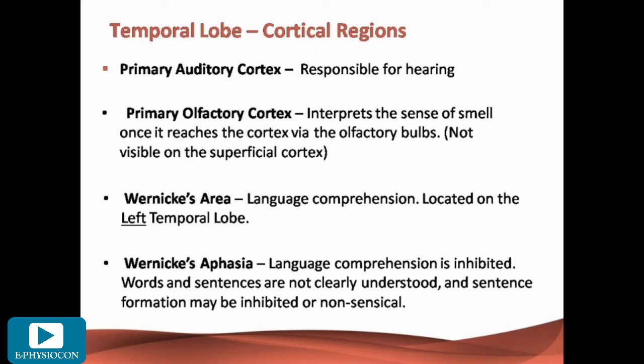Now, next is Wernicke's area. Wernicke's area is the sensory speech area. It is responsible for language comprehension, located on the left temporal lobe. If there is any problem to this area, there is a condition called Wernicke's aphasia. Language comprehension is inhibited, words and sentences are not clearly understood, and sentence formation may be inhibited.